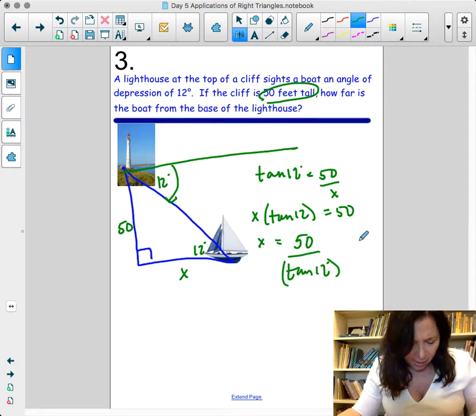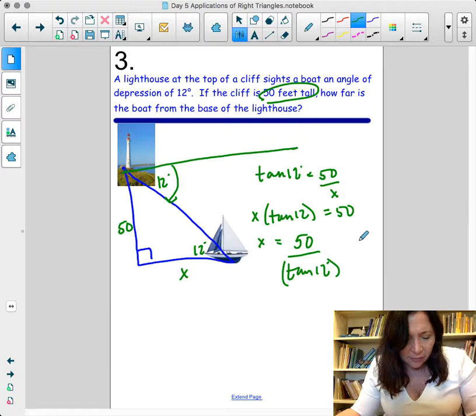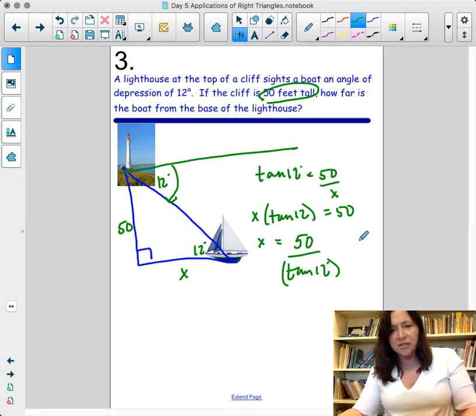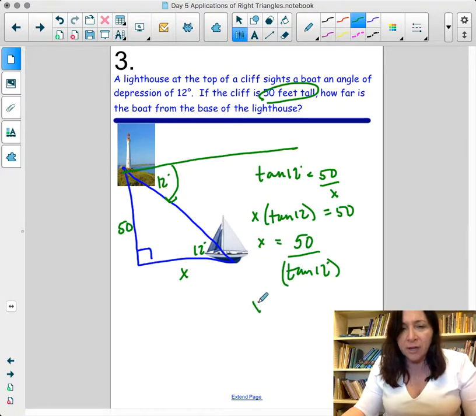Okay, so on your calculator, you're going to say 50 divided by, I'm going to use parentheses again. Anytime I'm dividing, I'm going to use parentheses. Tangent of 12. Be careful that you're not using arctangent, because you only use arctangent or arcsine or arccosine when you're looking for an angle. We are not looking for an angle. We are looking for a side.